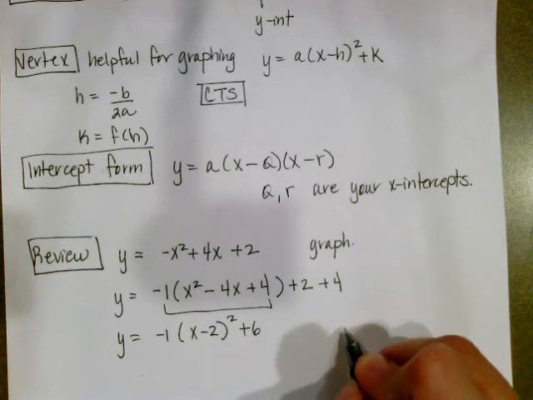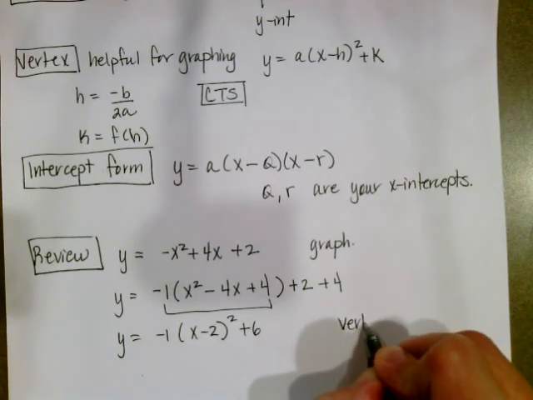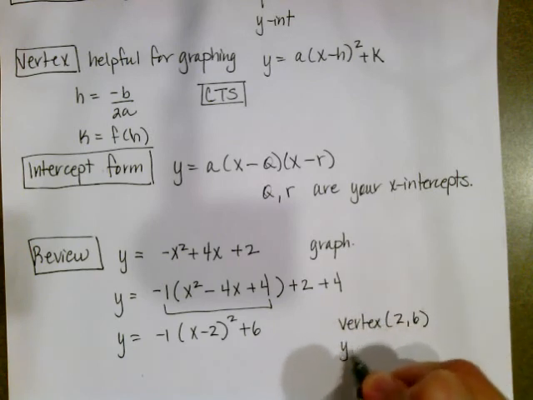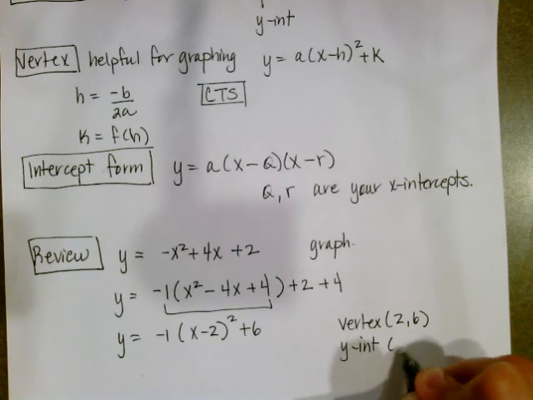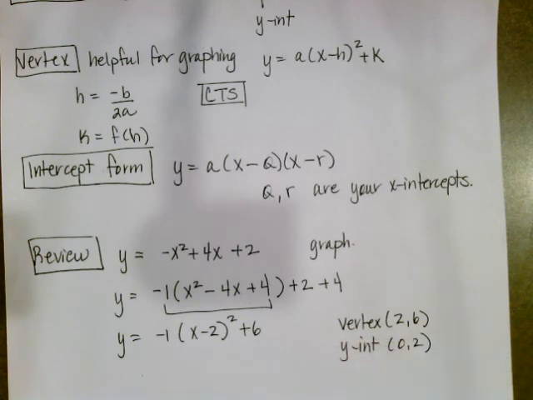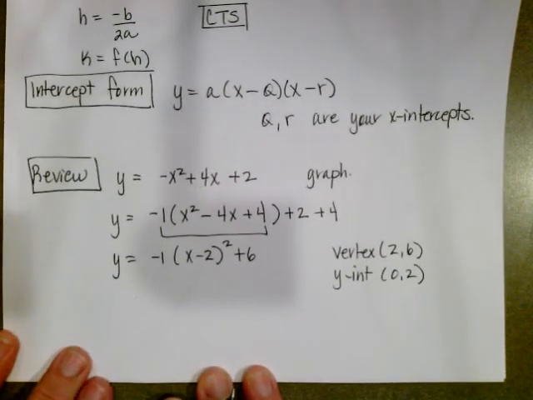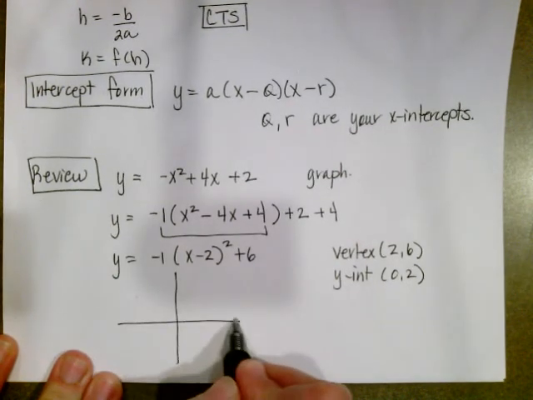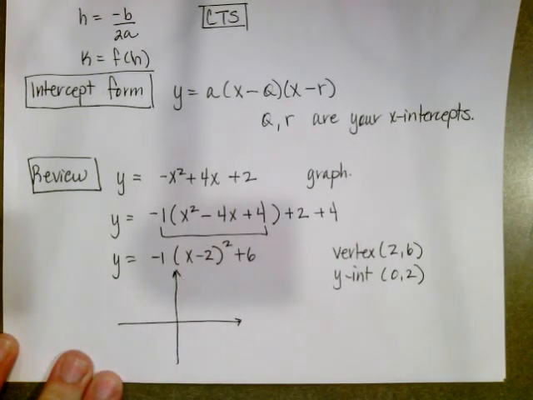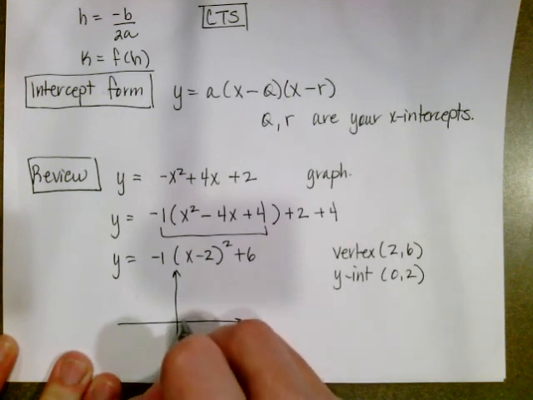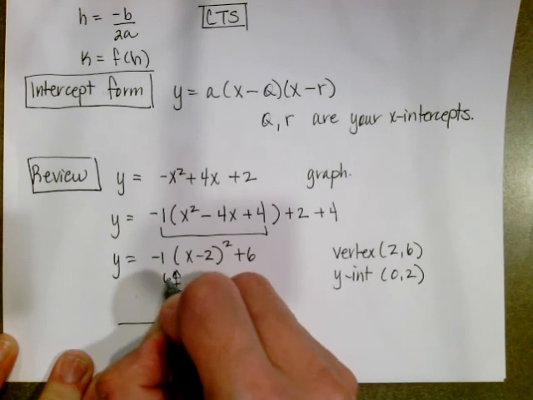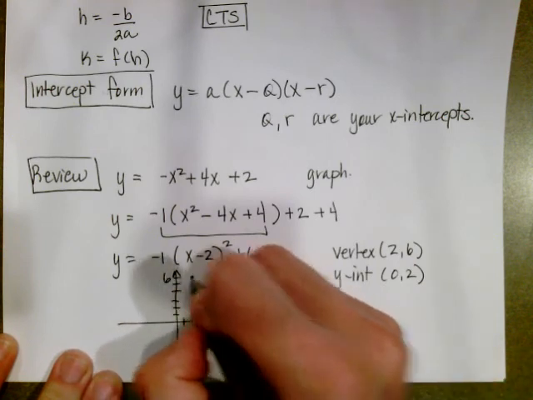So I know a couple of different things about my graph. I know that my vertex is going to be at 2, 6. I know my y-intercept is going to be 0, 2. And that's enough information to come up with a nice, accurate graph. So if I draw my coordinate system, my vertex is 2, 6. So there's the 2 and 1, 2, 3, 4, 5, 6. Okay, there's going to be my vertex.